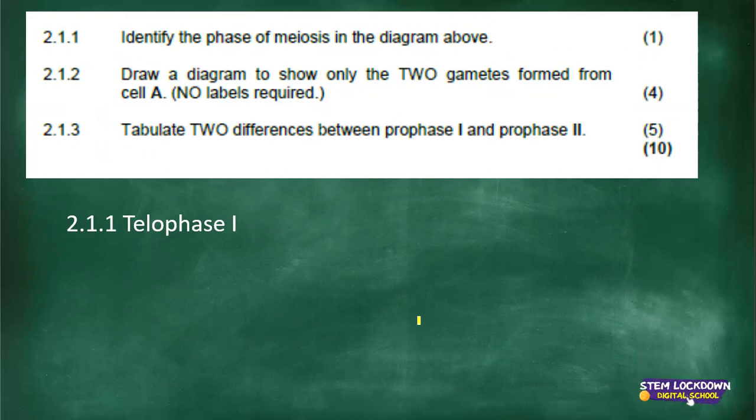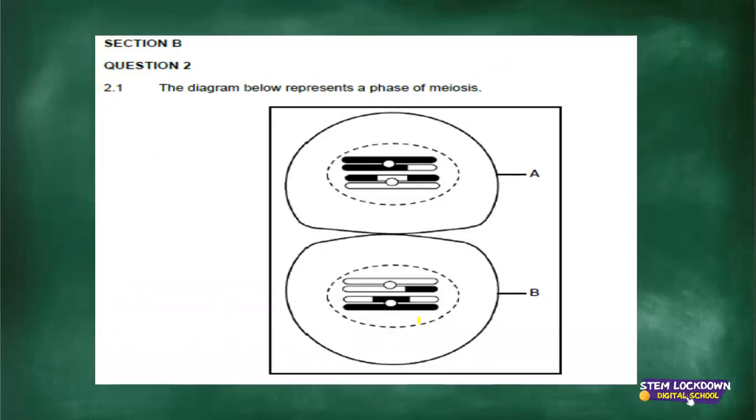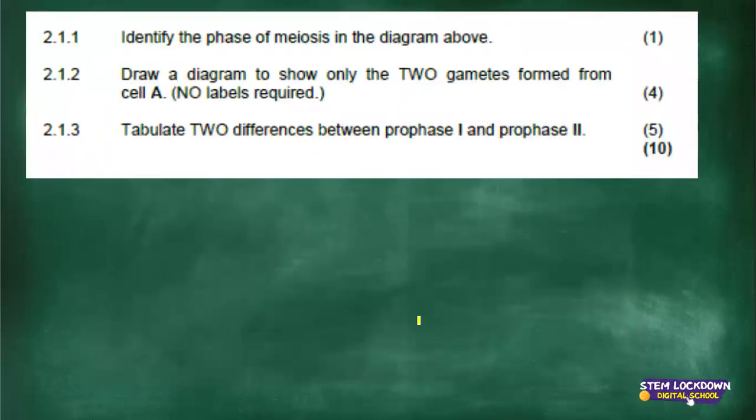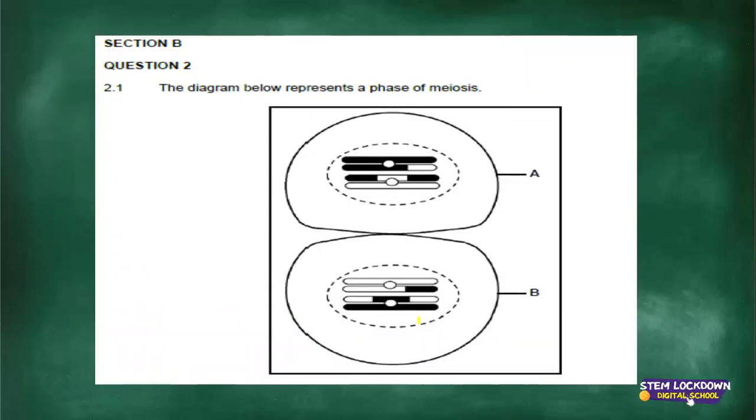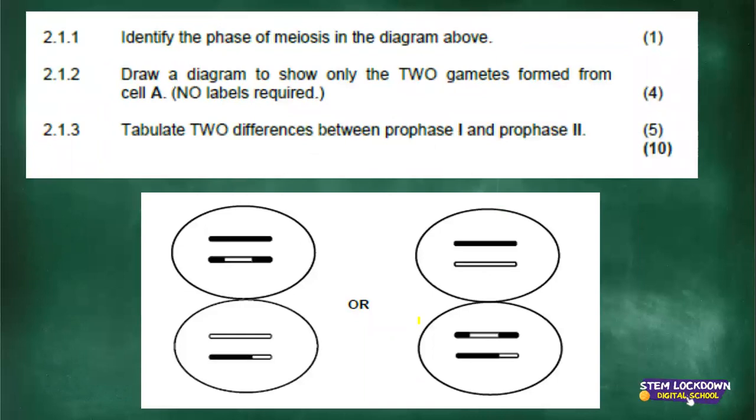And then 2.1.2, you see, you indicate with these two cells over here. There are two cells over there, and the chromosomes are still intact. You have two pairs of chromosomes in each of the cells. Draw a diagram to show only the two gametes formed from cell A. No labels required. So we are following from cell A. You'll draw a diagram to show the two gametes that will form from cell A. You can either indicate it like this or like this. Basically, it's the same thing.